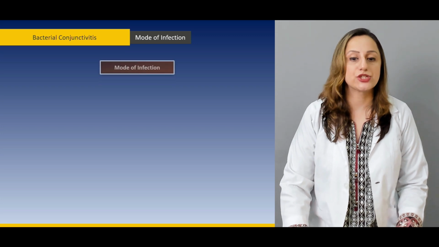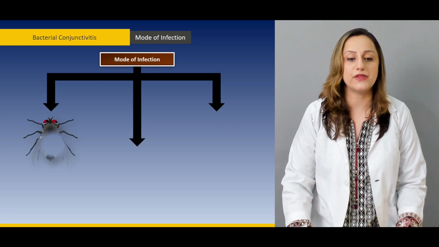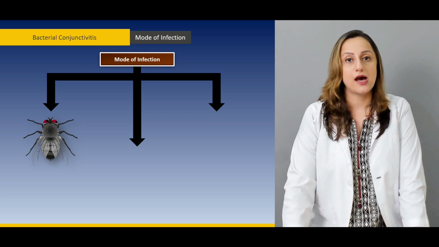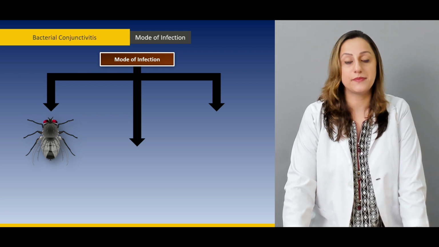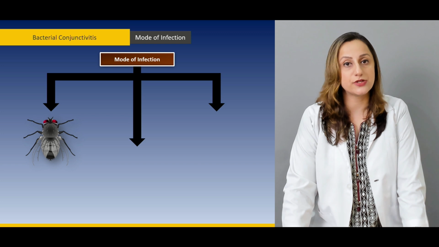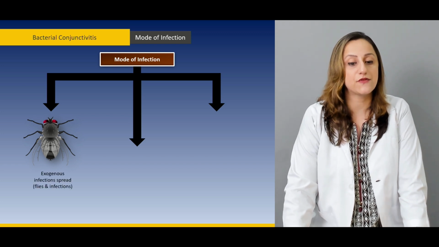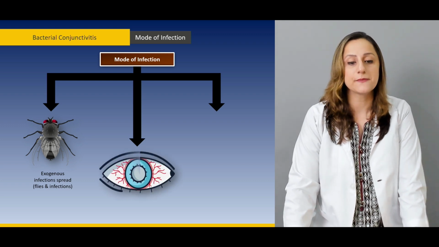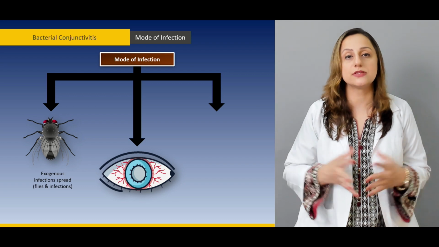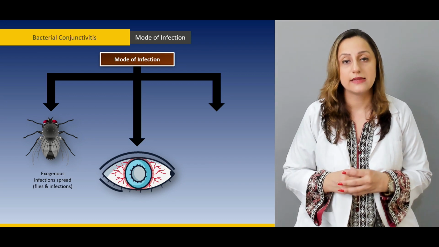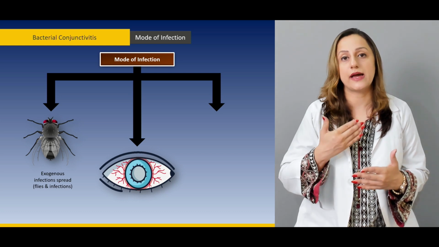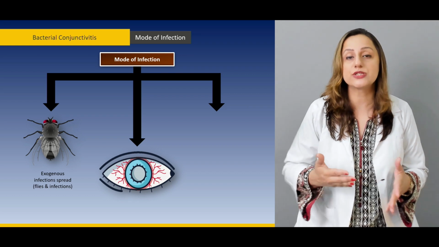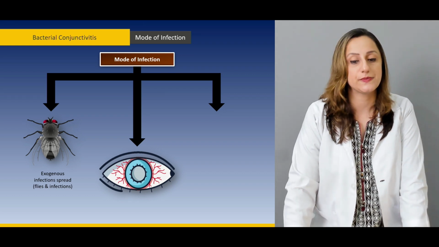Then we have the mode of infection. The mode of infection would consist of flies. Flies play a very important role as a vector to transmit the infection from a person who is already infected to a person who is not infected. This is known as exogenous infectious spread. Besides flies, we have other infectious materials. It can be the towels that the person is using or any other personal items used by someone who is already infected by this kind of bacterial conjunctivitis. They can be responsible for the exogenous spread of infection.